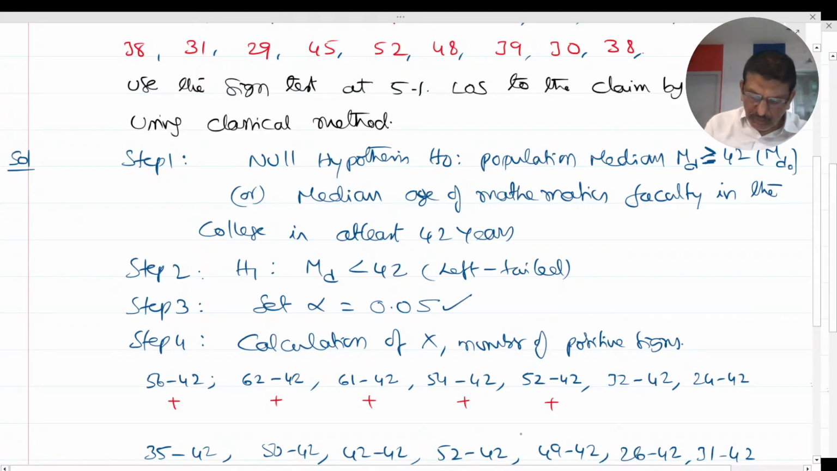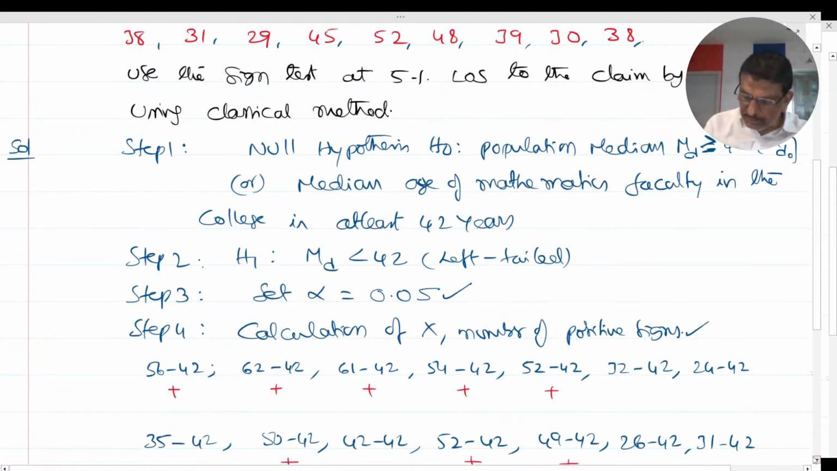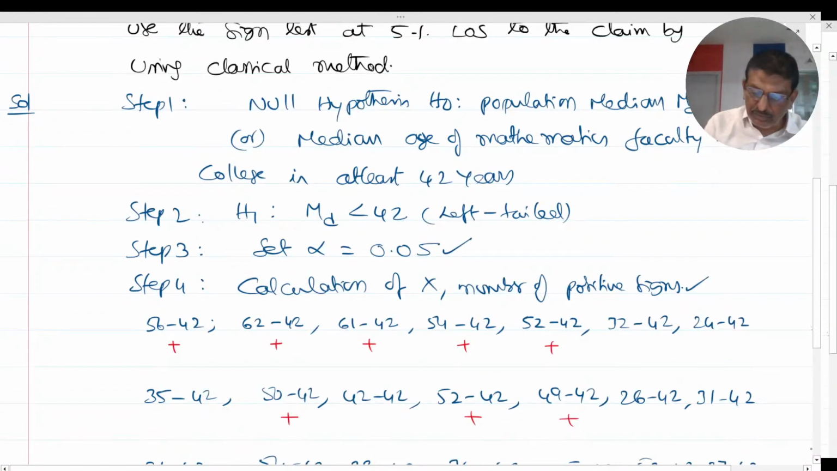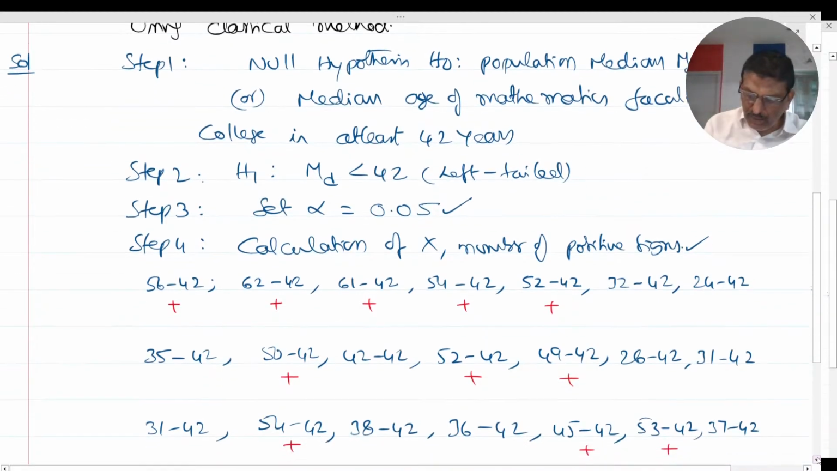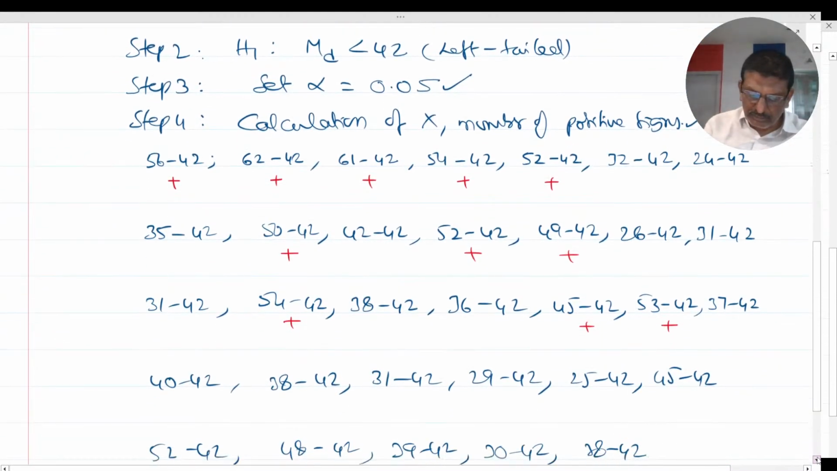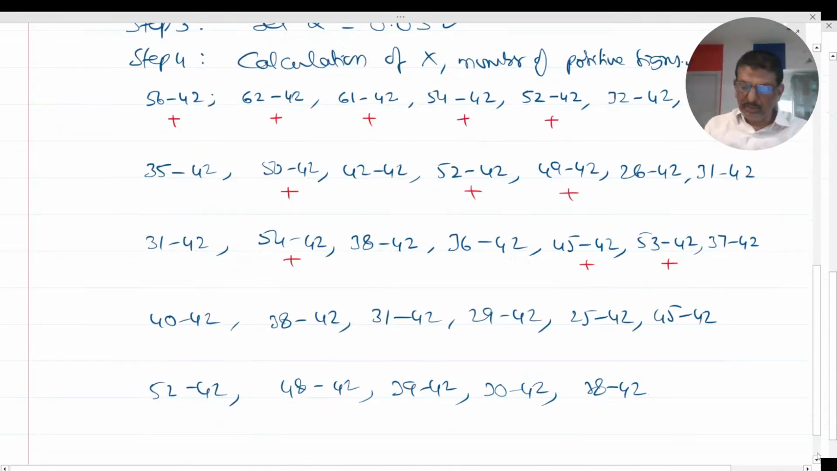The calculation of X, the number of positive deviations. Now subtract a specified value. The specified value of the median is 42. Subtract this value from each and every observation to find the deviations. All these red marks are positive deviations.